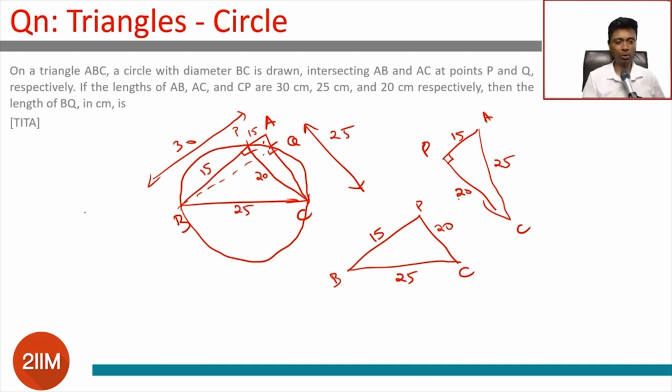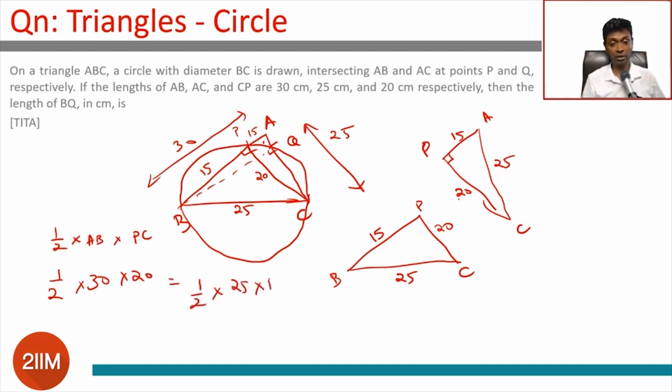Now the best way to do this is using the idea that area of the triangle is half into base into height, which is half into 30 into 20. Half into AB into PC. This also is half into 25 into BQ. 25 is nothing but AC. Plug this in and then you're through. We'll be able to find BQ.